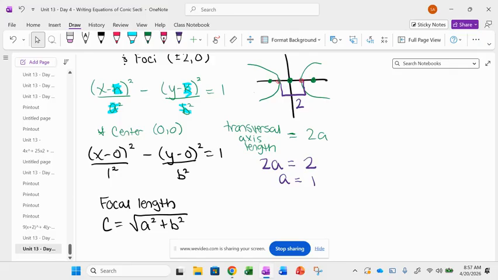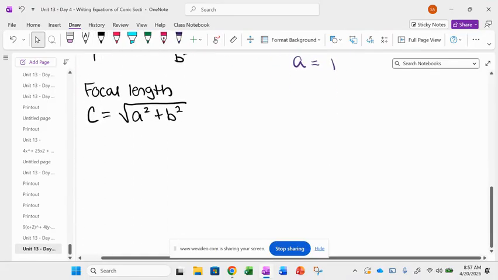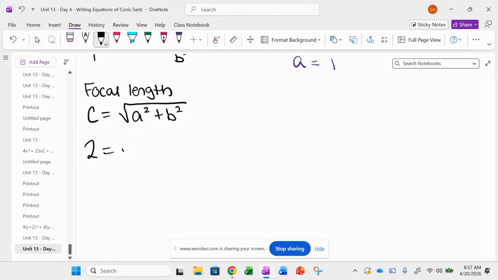So now the focus to the center is how many units? 2. So what does that mean? C is 2. So we're going to say 2 is equal to the square root of a squared, which is 1, plus b squared. Everybody okay with how I've plugged in?